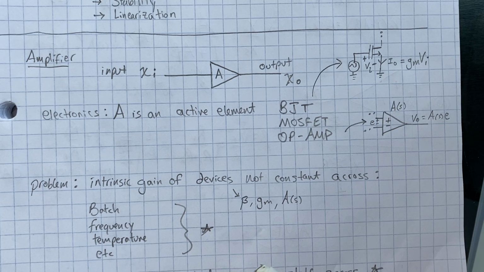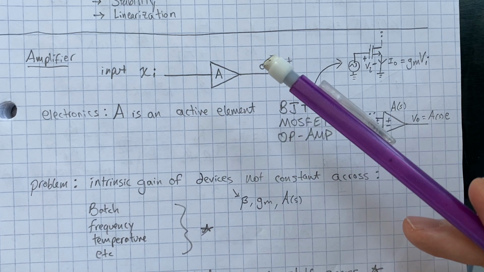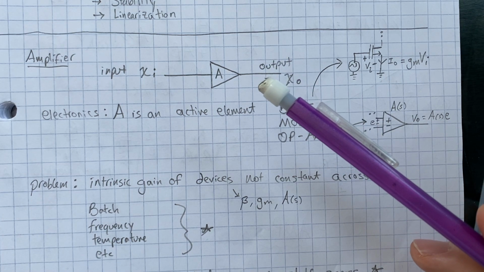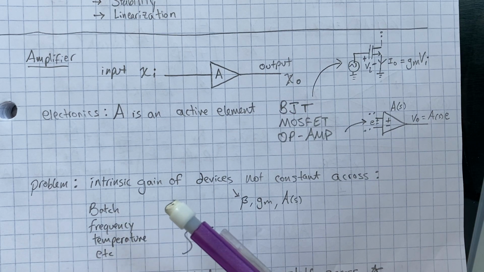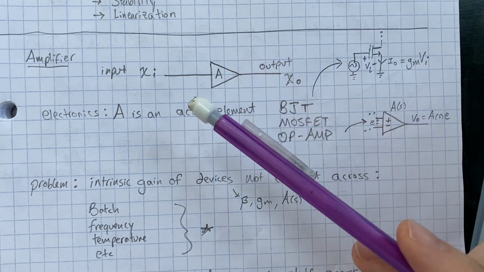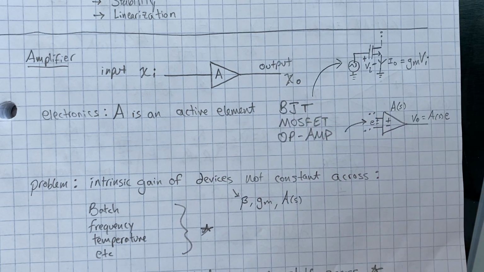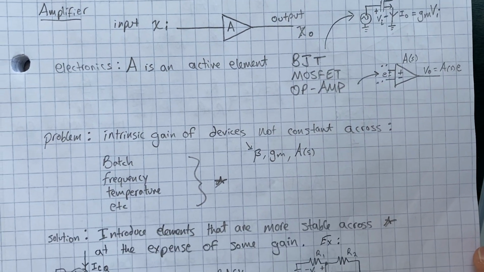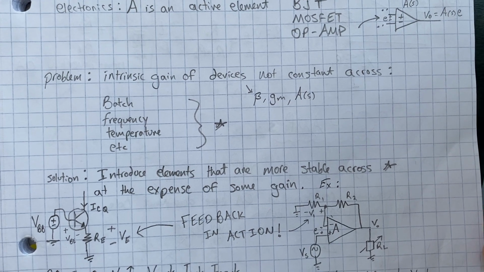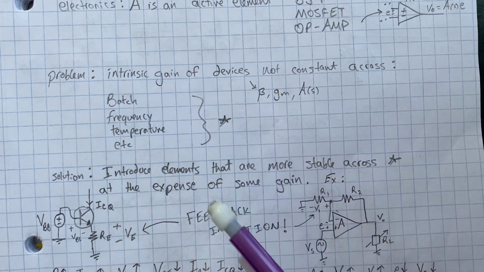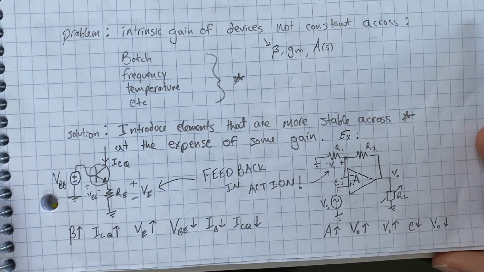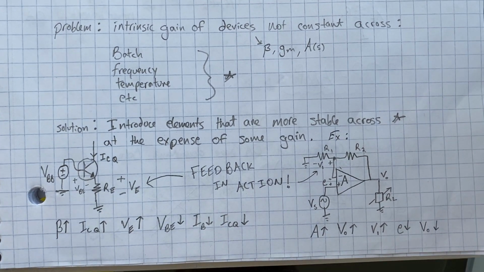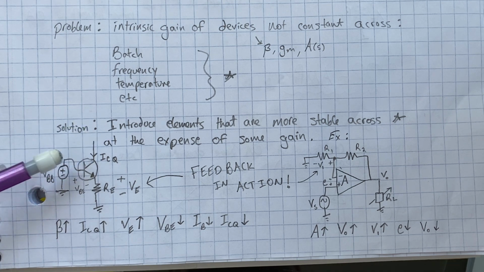So what you want to do is keep some gain, but you want to make it more reliable and not dependent on your frequency or the batch variation and stuff like that. So the solution is to introduce elements that are more stable across all of these at the expense of some of the gain. So for example, here with the BJT, our gain is coming from the current gain.